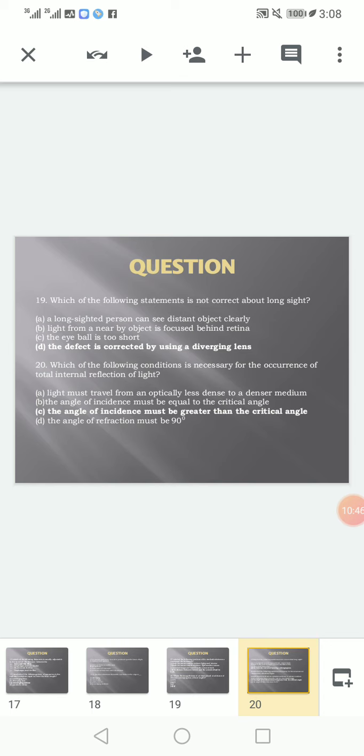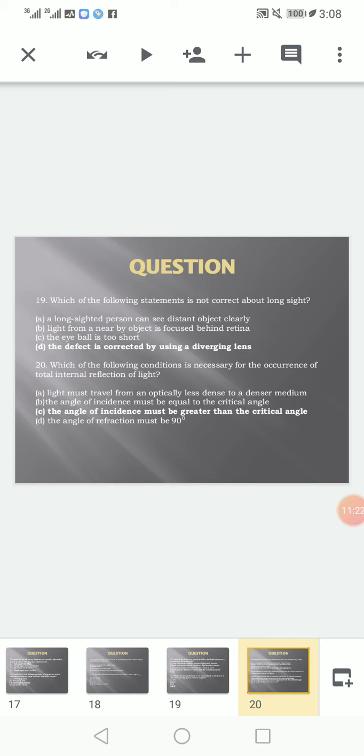Number 19 says, which of the following statements is not correct about long sight? The defect is corrected by using a divergent lens. No, the defect cannot be corrected by the use of a divergent lens. Remember, the question says, which of the following statements is not correct? It means out of the 4 statements, 3 are correct, but 1 is incorrect. So the incorrect one is that the defect is corrected by a divergent lens. It cannot be corrected by a divergent lens.